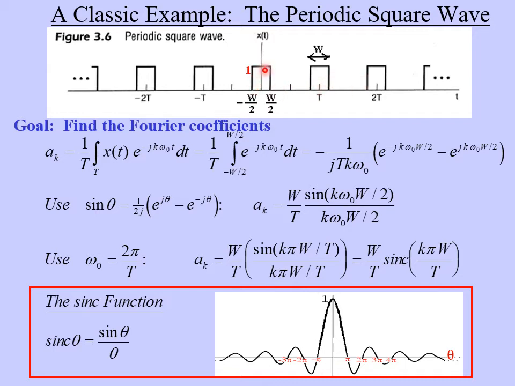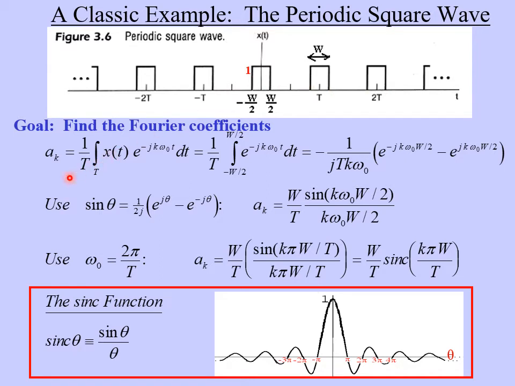You can see that this is a rectangular or square pulse that appears every period. Here's T, here's 2T, 3T, and so forth. We're going to let the width of this pulse be w. Notice we're going to center it right on time equals 0, so it starts at minus w over 2 in time and goes to positive w over 2, and it has a height of 1. Our goal here is to find the Fourier coefficients of this periodic square wave.